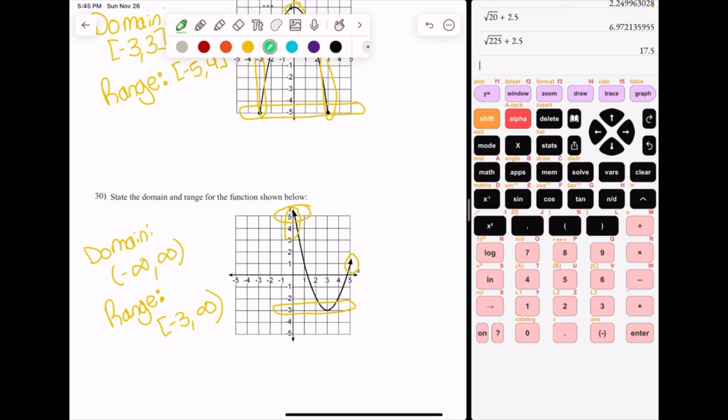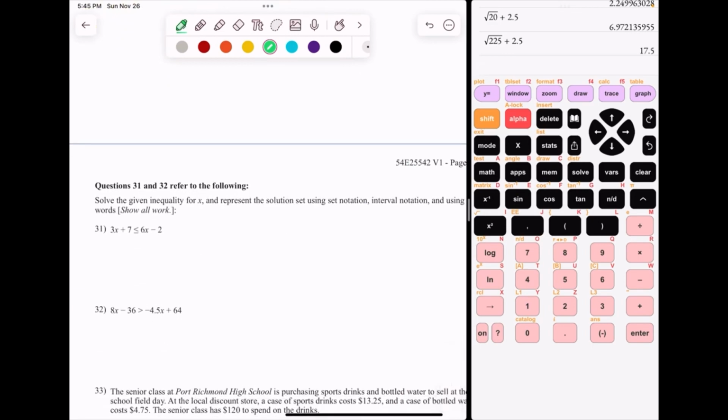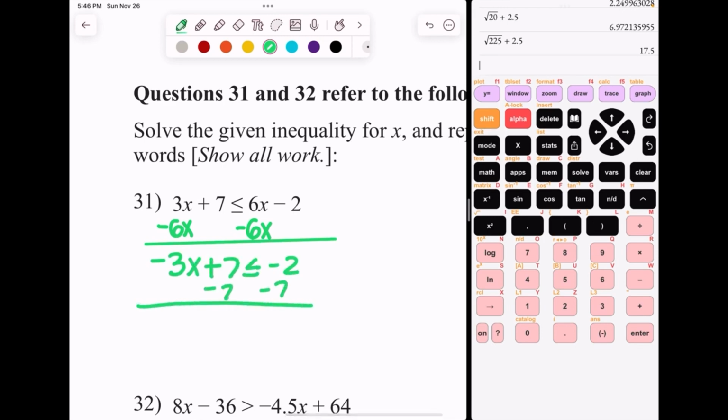All right, let's look at the next question. Solve the given inequality and represent the solution using different representations. First, let's get our x's to one side, so I'm going to subtract 6x. 3x minus 6x is -3x, plus 7x is less than or equal to -2, minus 7. I get -3x is less than or equal to -9.